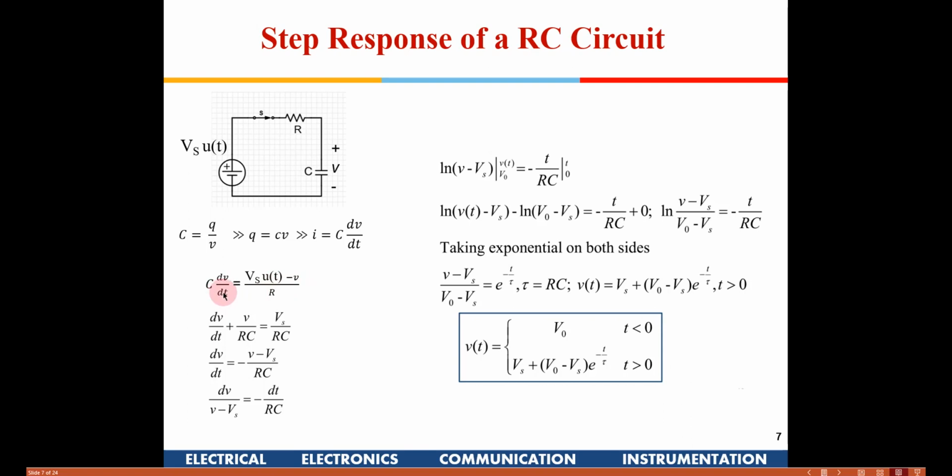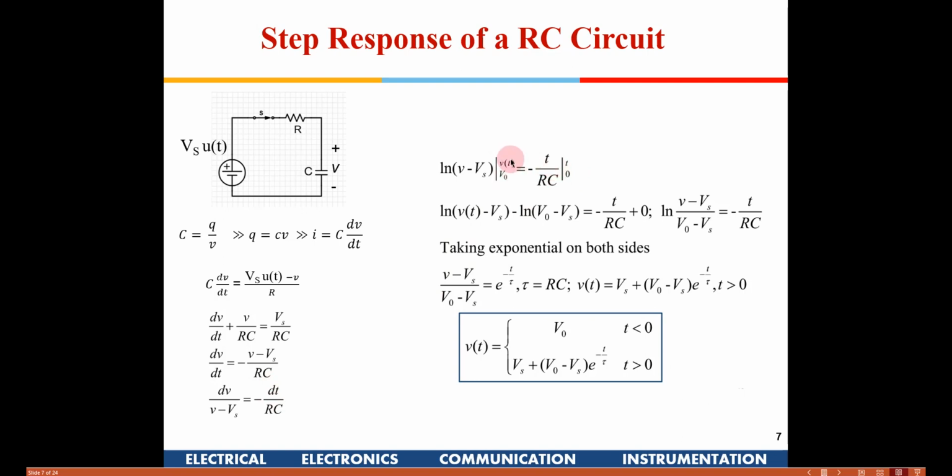Now I do some algebraic manipulation and get dv, dv by dt, take C here, and then do the manipulation. I will get dv/(v minus Vs) equal to minus dt/RC. This is the same equation, just written in a different manner, and then I integrate it. If I integrate 1/(v minus Vs), it will be a log of (v minus Vs), and 1/RC I integrate. Here the variable is t, so I get t.